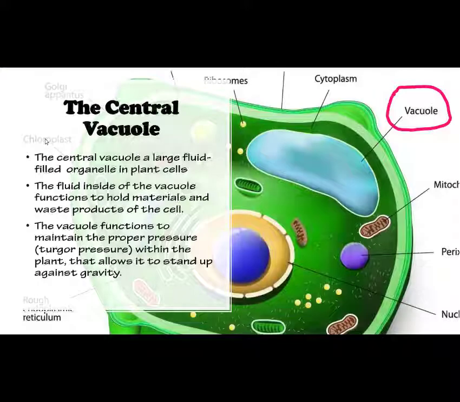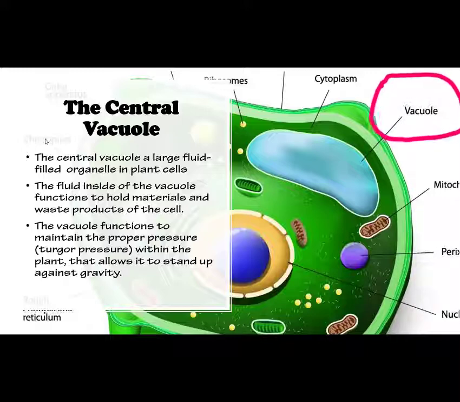The central vacuole is a large fluid-filled organelle found in plant cells. The fluid inside of the vacuole functions to hold materials and waste products of the cell. It also functions to maintain the proper pressure, or turgor pressure, within the plant that allows the plant to stand up against gravity.